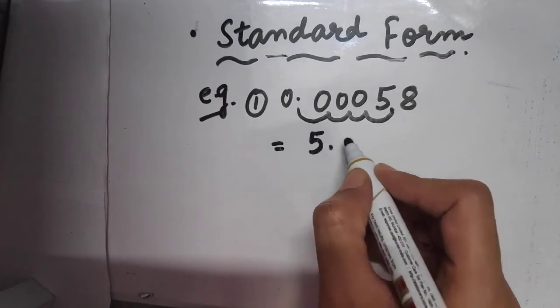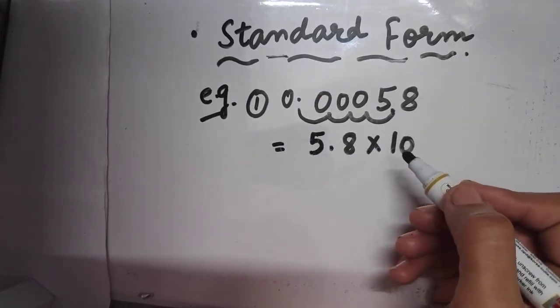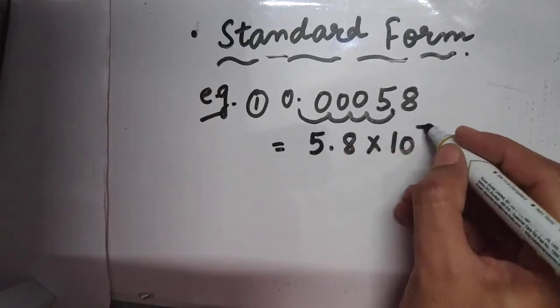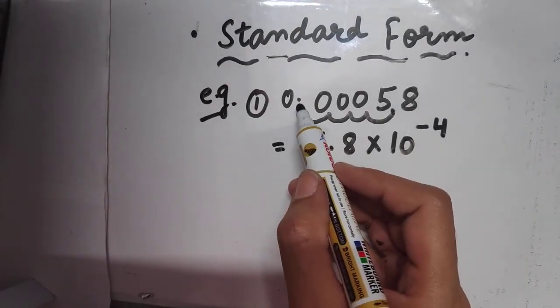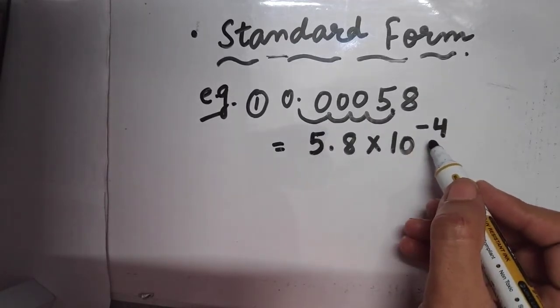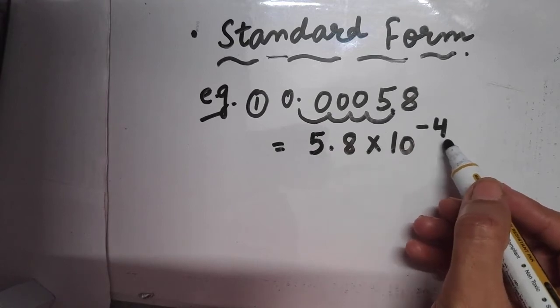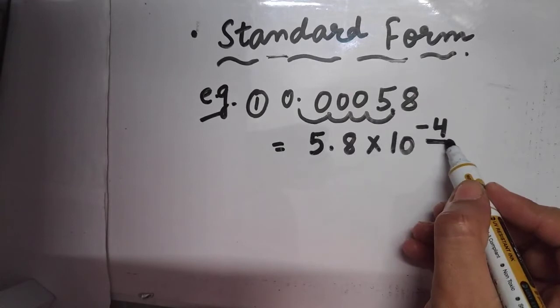So 5 decimal 8 into 10 raised to the power. How many digits have I moved? 1, 2, 3 and 4. So it will be 10 raised to the power minus 4. So what I have done, I have moved the decimal from left to right, and the number of places I have moved, I will write as 10 raised to the power of that number. That will be minus 4. When I am moving the decimal from left to right, the exponent will be negative.